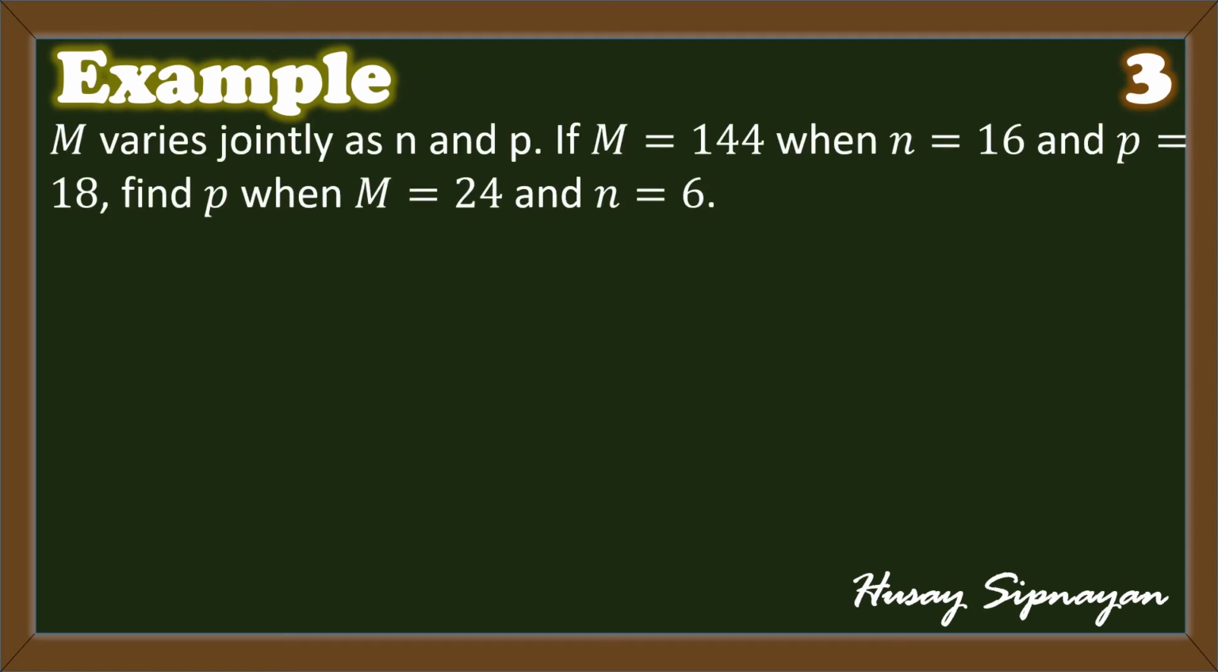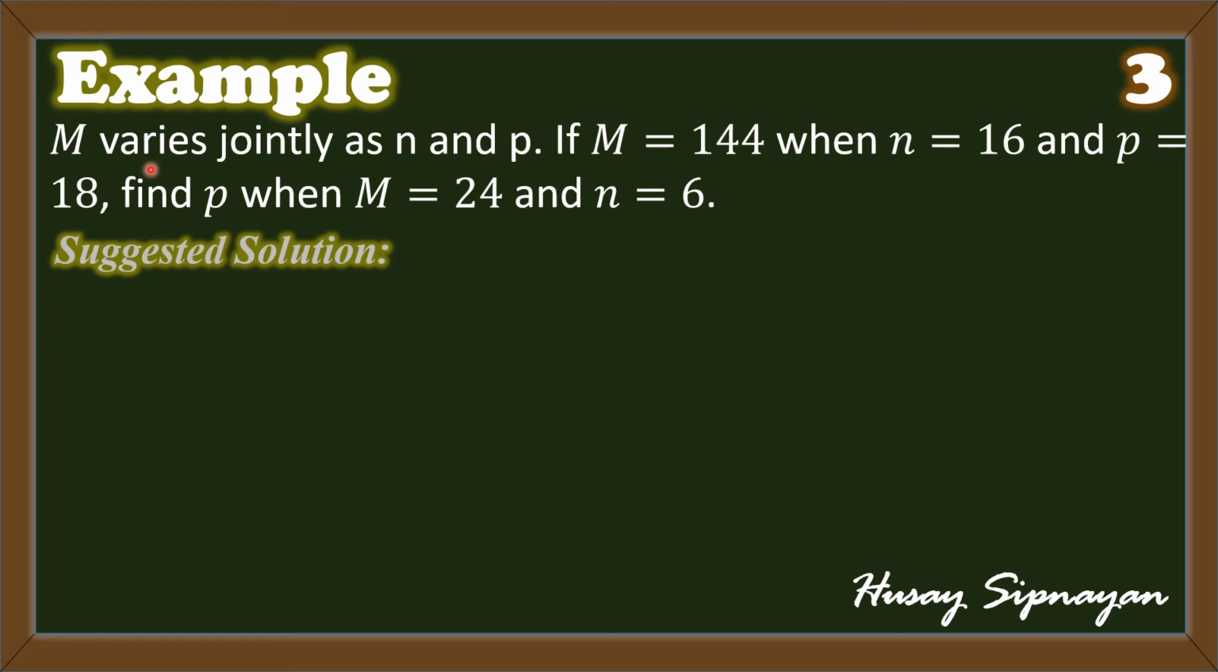Example number 3. M varies jointly as n and p. If m equals 144 when n equals 16 and p equals 18, find p when m equals 24 and n equals 6. Para sa ating suggested solution, sundin natin ang ating procedure. Solve muna natin ang constant of variation at saka natin kunin ang required sa problem.